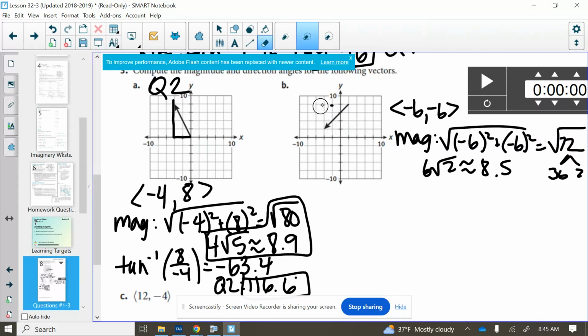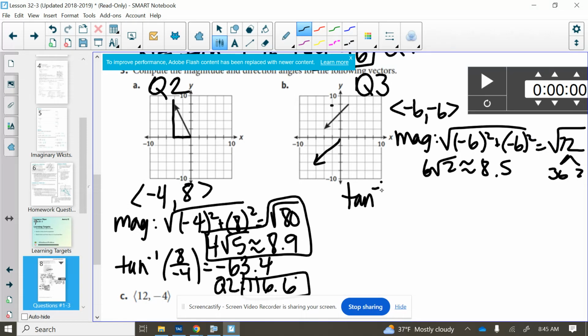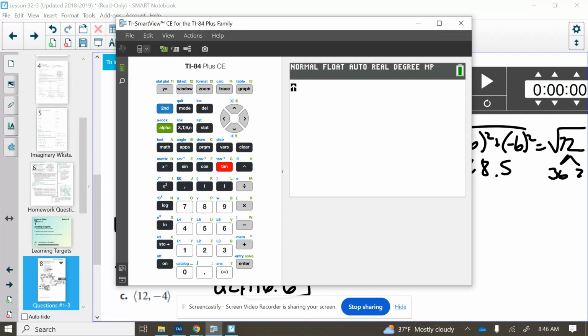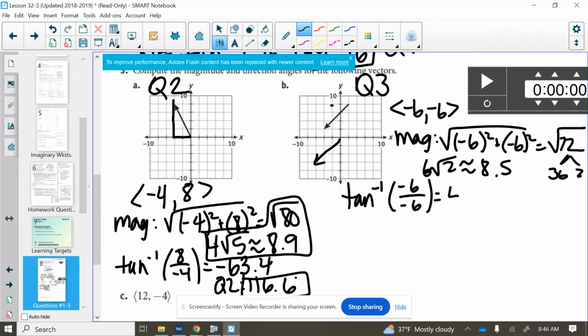Direction, okay, on this one, we want to be aware. Think about if we traced over this vector and we moved this to standard position, this thing is pointing towards quadrant 3. So when we take tan inverse of -6 over -6, we end up getting a value that's not in quadrant 3. We get this quadrant 1 value of 45 degrees. So again, to be in quadrant 3, we would do 180 plus that theta value. So 225 would be our theta form there.